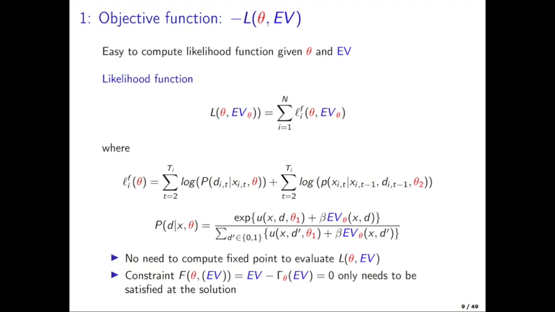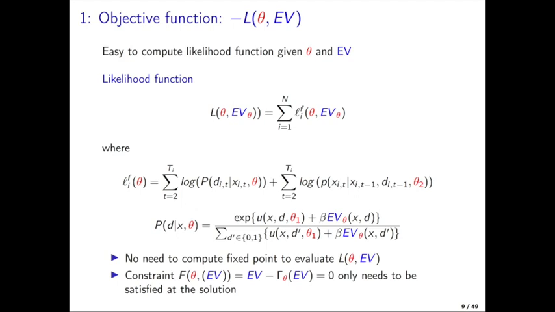Now, a key difference from the nested fixed point algorithm is that the objective function here can be evaluated directly in closed form. The likelihood function has the same structure: the sample sum of the log of the probabilities evaluated at the data, and for the transition densities too. So this is the same thing.